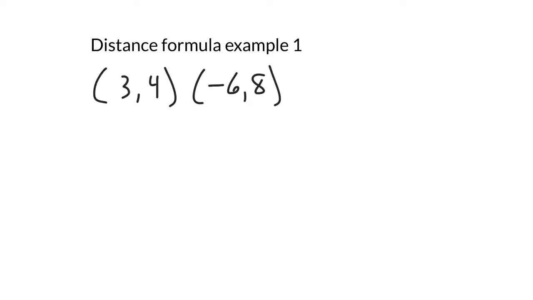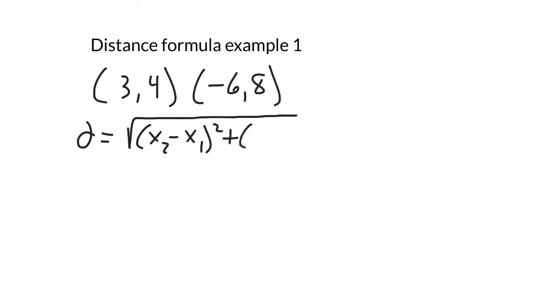The other formula you're going to be using today is the distance formula, and the distance formula that you put down in your notes is the square root of (x sub 2 minus x sub 1) squared plus (y sub 2 minus y sub 1) squared, all square rooted. So how this works is this first coordinate is x sub 1, the second one is x sub 2, the first y-coordinate is y sub 1, and the second one is y sub 2. So we'll plug those into the formula.